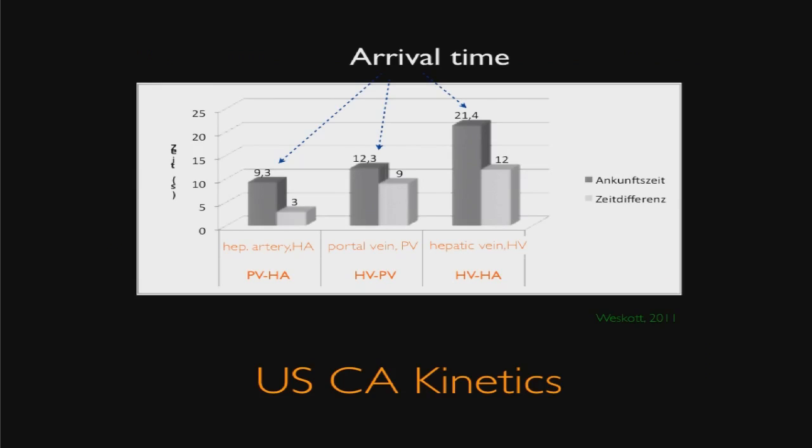When we look at the arrival times of the contrast agent, looked at visually, this is a visual estimation of the arrival time in the hepatic artery. The hepatic artery enhances around 9 seconds after IV injection. This is a study that we did on 32 normal patients, where we checked when the first bubble appears in the portal venous system. That is roundabout 3 seconds later, and after 21 seconds, the contrast agent appears in the hepatic veins.